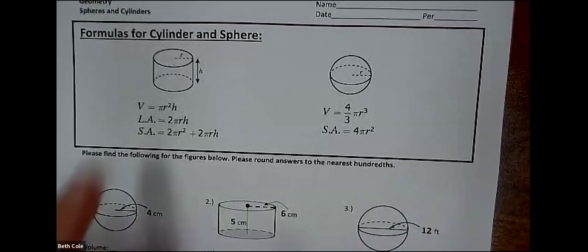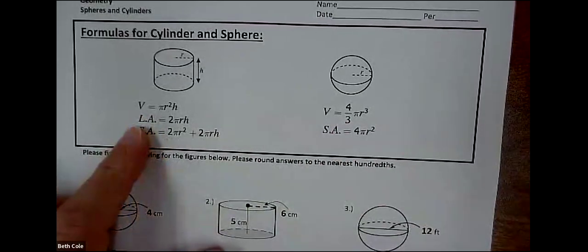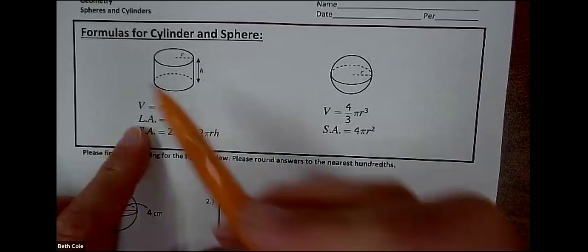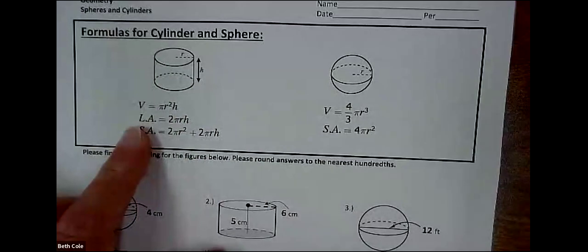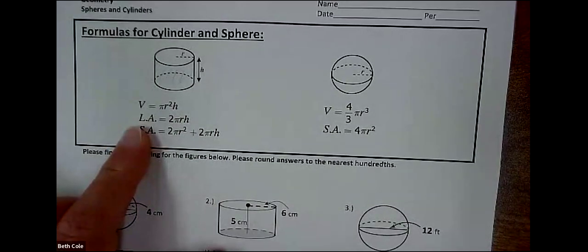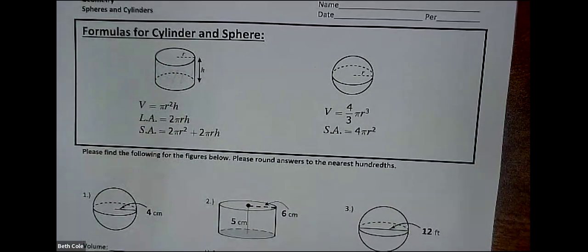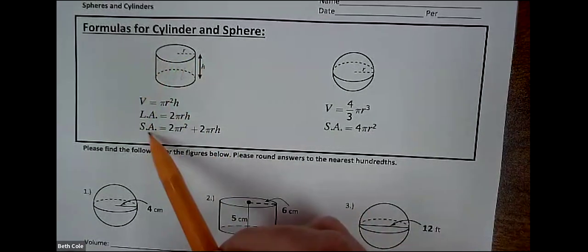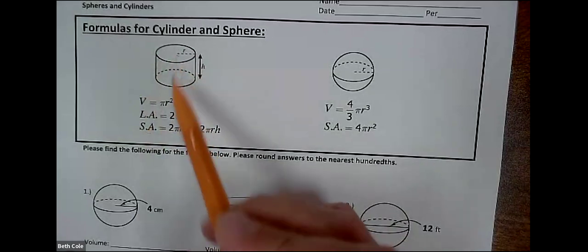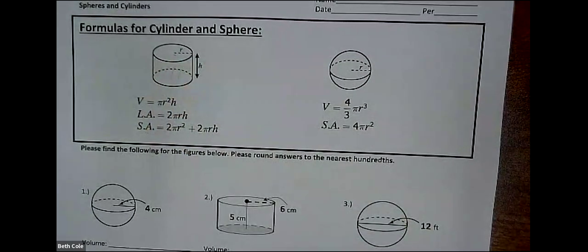Okay. LA is called lateral area. So if you have your cylinder, the lateral area is just this part around the outside, like the edges. It doesn't include the top and the bottom. The lateral area is just around the outside, and then the total surface area includes the top and bottom, like the top and bottom of the Coke can.